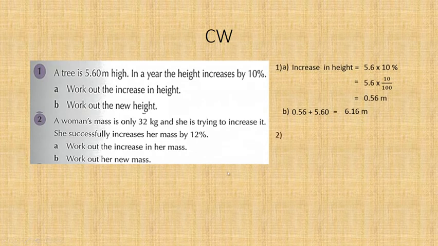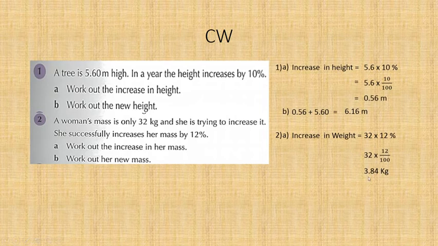Question number two. A woman's mass is only 32 kilograms and she is trying to increase it. She successfully increases her mass by 12%. So work out the increase in her mass. So I have to get the increase in mass. It means 12% times 32 kilograms, which means 32 times 12 over 100. When we calculate that, you will find the answer equals 3.84 kilograms. And this is the increase in mass.